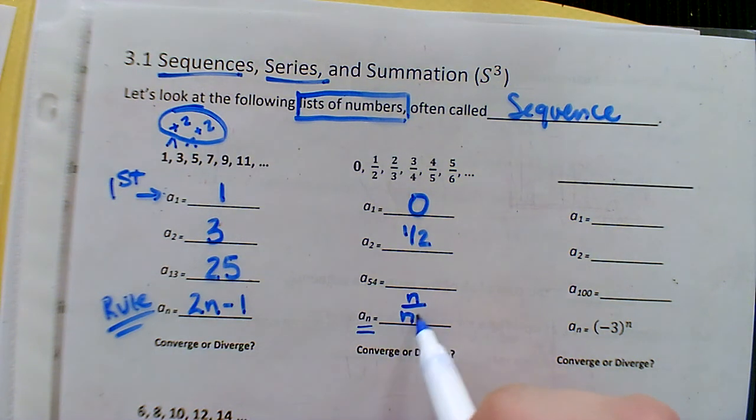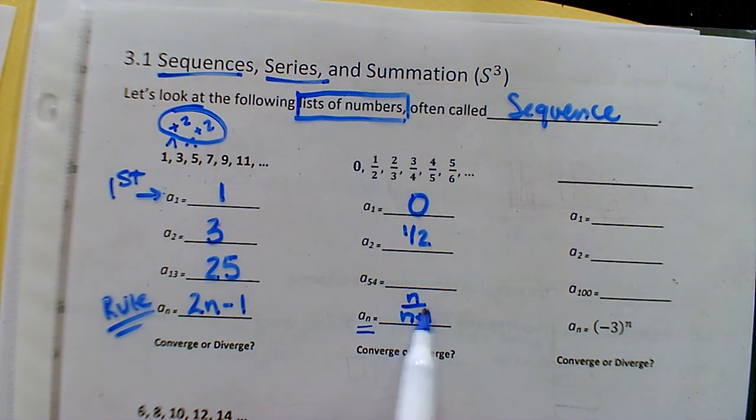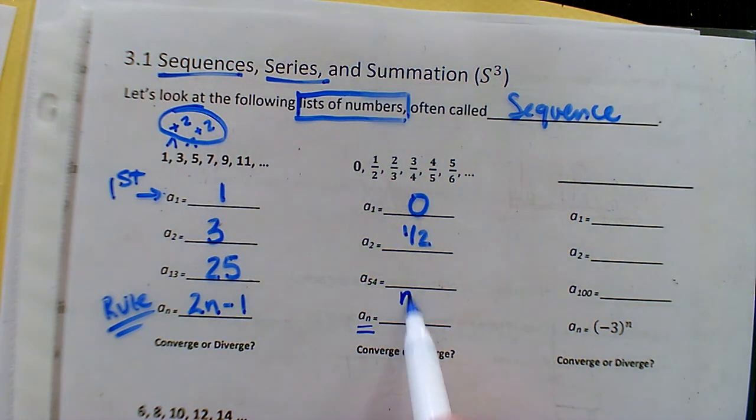N over n plus 1, sorry. N over n plus 1. All right, let's check it out. If we plug in 1, we should get 0. But if we plug in 1, we get 1 over 2, which is actually this one. No, if you plug in 1, you should get... You're on the right track. So is it n minus 1 over n? There we go.